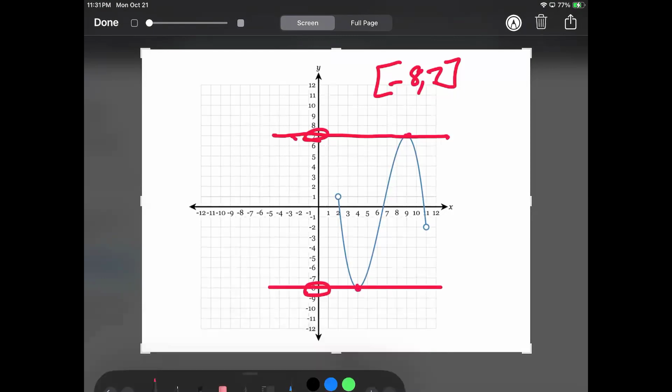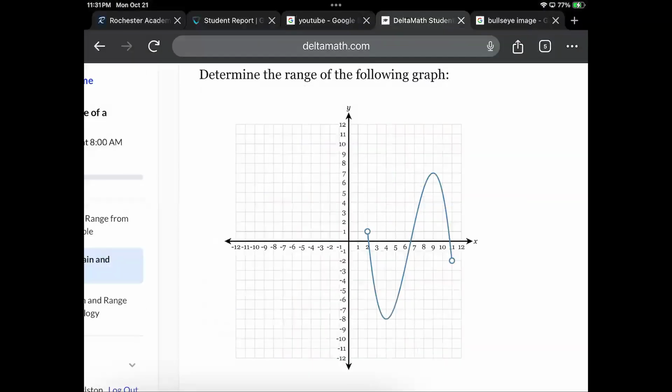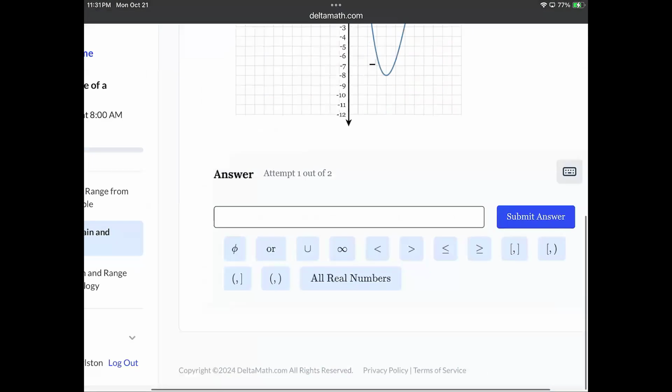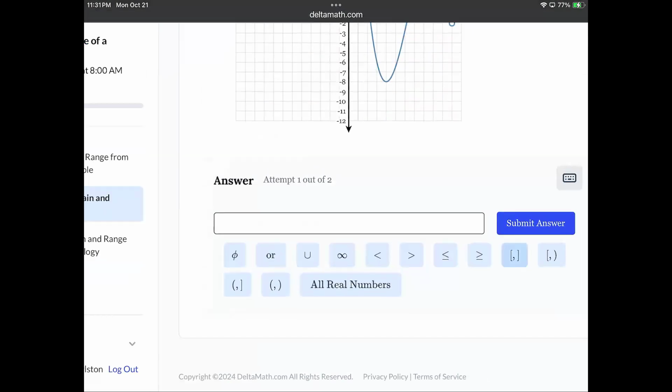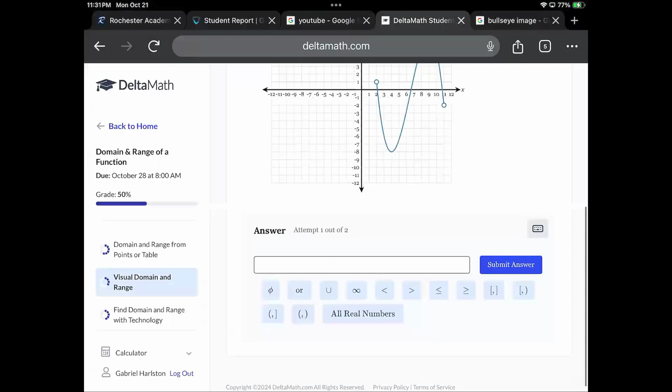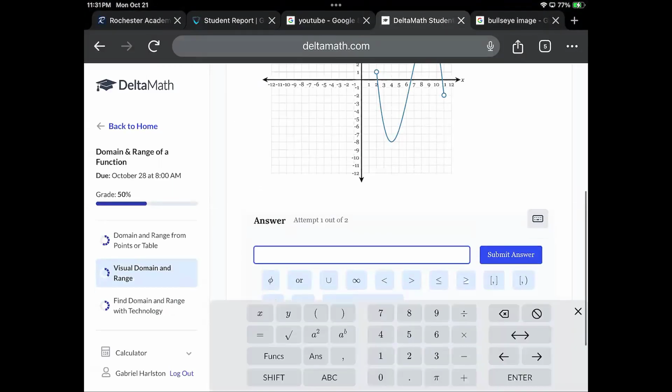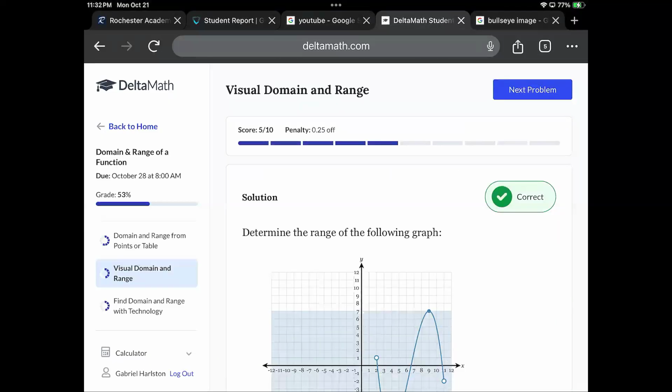So let me get rid of this and let me put that. You always start with the minimum. So I'm going to use the bracket. I need this one. Let's see, how come I can't get this to work? All right, there we go. I'm going to put a -8, and then I'm going to put 7, and then I submit it, and it says nicely done. All right, let's do another one.